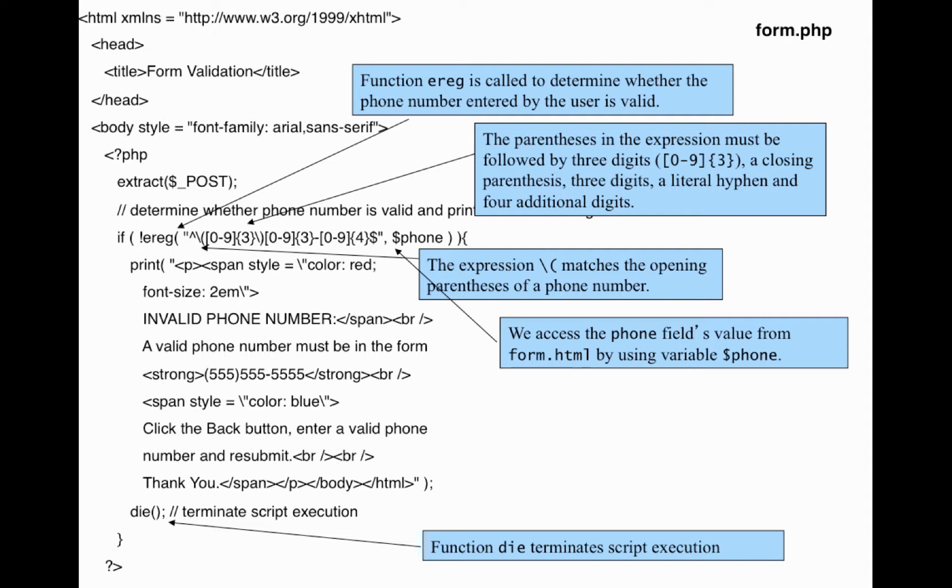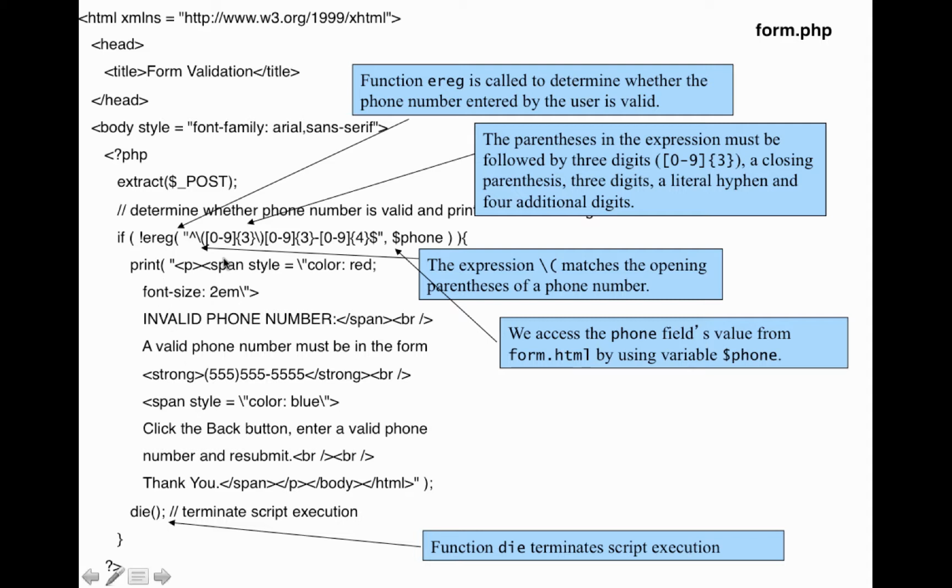If you look at this if statement over here, it says if not ereg, which means if the regular expression, or the pattern, that I'm giving you does not match the value of, in this case, $phone, then do this. And what is this? We're basically telling the user it's an invalid phone number. A valid phone number looks like this. Please go click the back button, and then we call the die function. Now the die function in PHP is basically terminating the script. It's similar to return false when you do JavaScript.